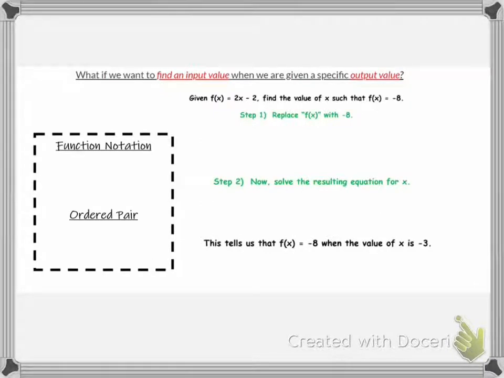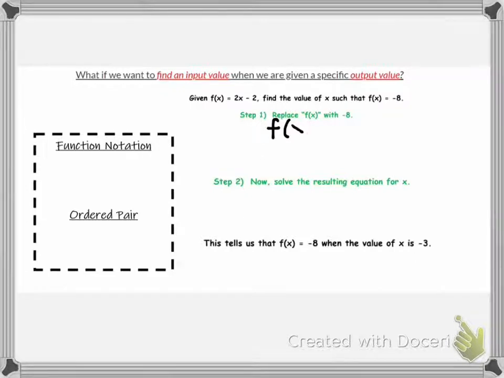What if we want to find an input value when we're given a specific output value? Let's say we have the function f of x equals 2x minus 2, and we need to find the value of x such that f of x equals negative 8.